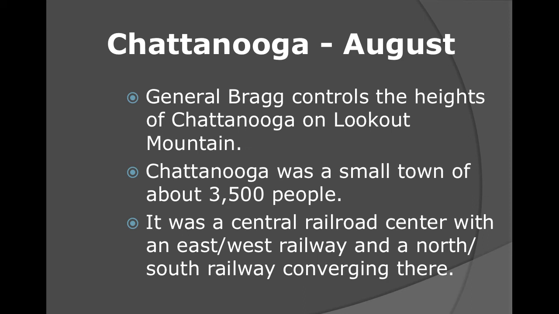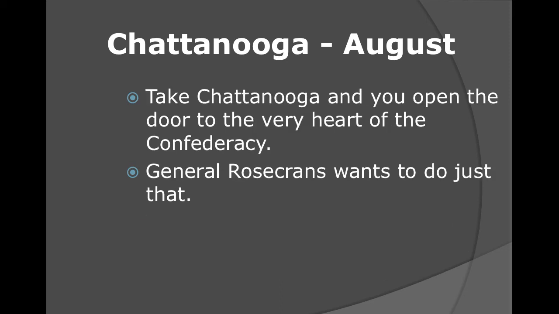Chattanooga at this point was really not that big of a town. It only had about 3,500 people, but it was a railroad center. You had a northwest railroad that ran from Atlanta to Chattanooga, and then from Chattanooga on towards Richmond. And then you had an east-west railroad that ran from Chattanooga out to Memphis. So it was a critical converging point of a lot of railroads. If you took the city of Chattanooga, you opened up the gateway to the Deep South. And so both sides knew that they needed to keep this city.